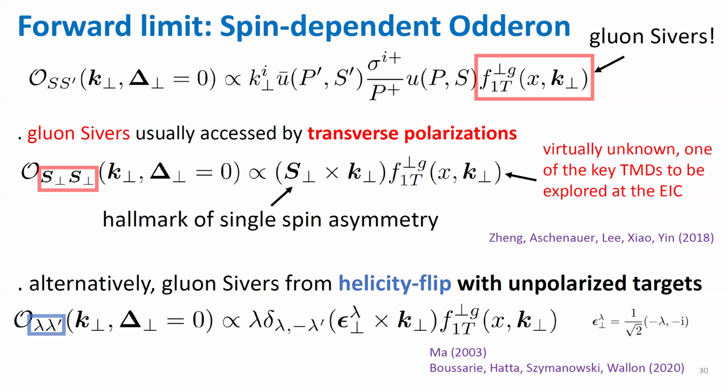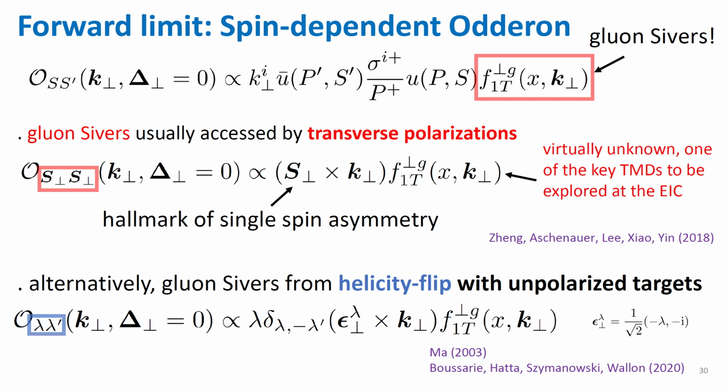Now, in the remaining part of this talk, I will focus on the forward limit. Here, the spin-independent Odderon decouples. We have seen that the cross-section is just 0 in this limit, and the spin-dependent Odderon takes over. So we have the gluon-Sivers function here in the forward limit. The gluon-Sivers function is usually accessed with transverse polarizations, namely if you stick a transversely polarized spinor here, you get this famous cross product that's the hallmark of the single spin asymmetry.